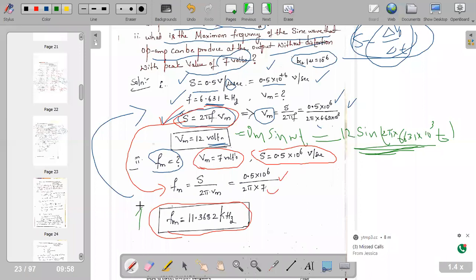See, from these two bits you can observe that in the previous case the f value we used was 6.63 kilohertz. From this bit to this bit, the frequency is increased, but the peak voltage, which earlier was 12 volts, has now been reduced. So whenever you want to achieve a maximum frequency, we need to compromise on the output voltage level.